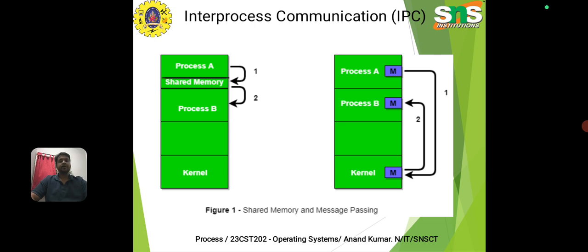Coming to the figure on the left side, that is what we call shared memory. Process A shares memory with process B, with a shared memory space residing in the kernel layer. Meanwhile, process A and process B communicate through the kernel layer directly with a resource called a message. That is what we call message passing. I mean to say, process A is communicating with process B with the help of the kernel layer through message passing. This is what we are seeing here in detail.